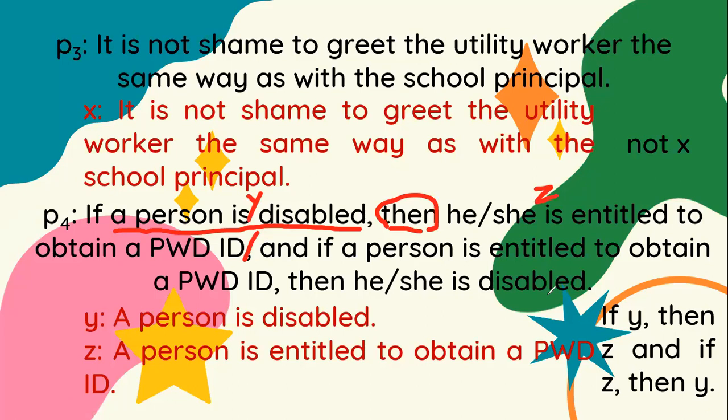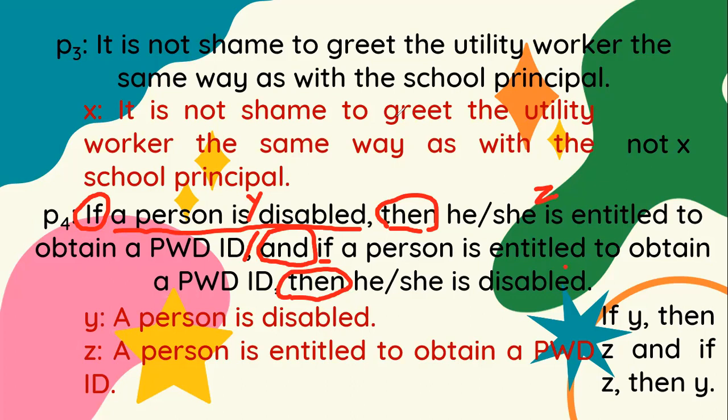And then the logical connector again, and. We have the logical connector if, then what is this statement? A person is entitled to obtain a PWID. That's our Z. So if Z, then this one is our Y statement. Okay? So that's how we shorten our propositions. Our P sub 4 proposition can just be shortened as if Y, then Z, and if Z, then Y. Okay? Any question with this?